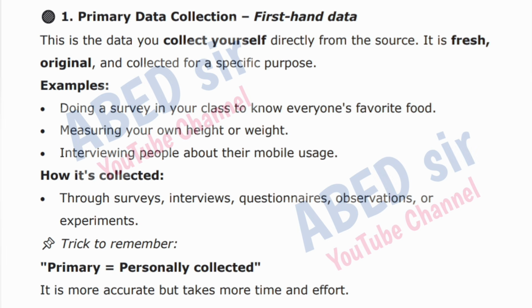Measuring your own height or weight. Interviewing people about their mobile usage. How it's collected? Through surveys, interviews, questionnaires, observations, or experiments. Trick to remember. Primary is equal to personally collected. It is more accurate but takes more time and effort.